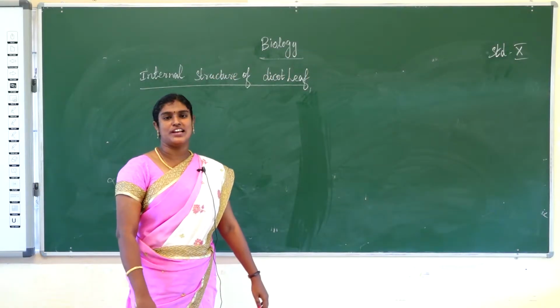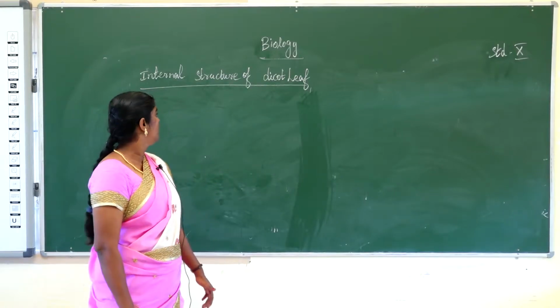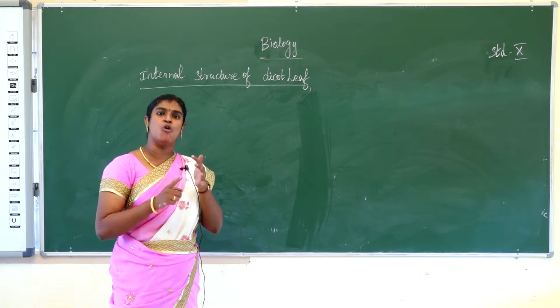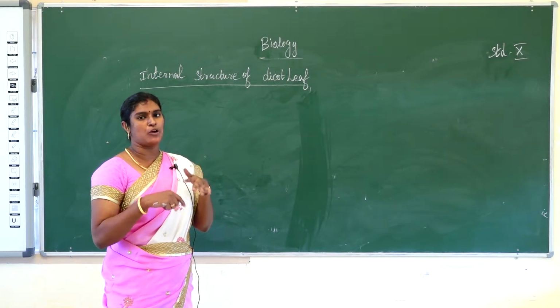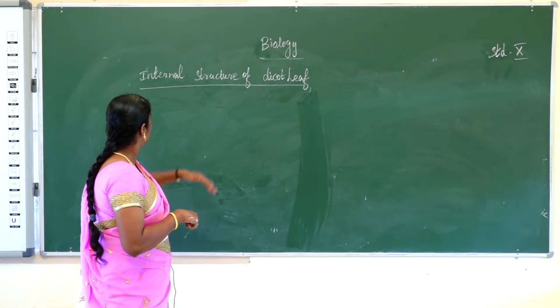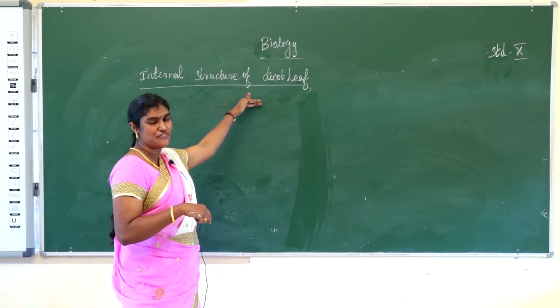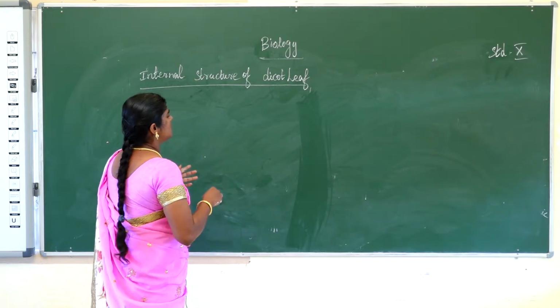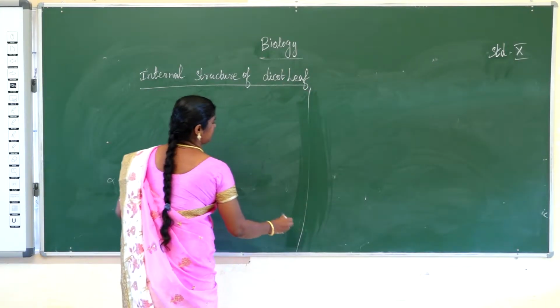Students, last class we have seen the topic internal structure of dicot stem and internal structure of monocot stem. Today I am going to explain in detail the topic internal structure of dicot leaf and internal structure of monocot leaf. First, draw the diagram.